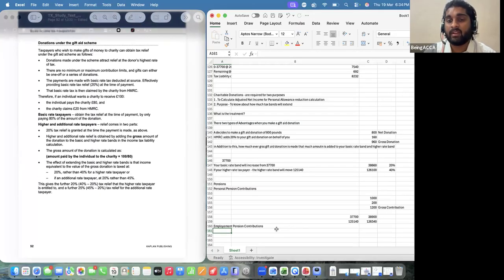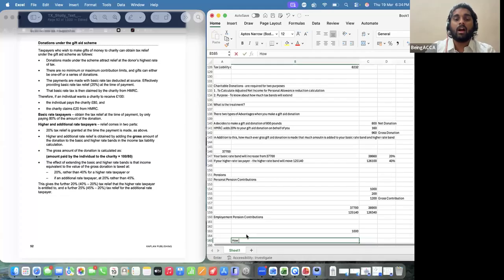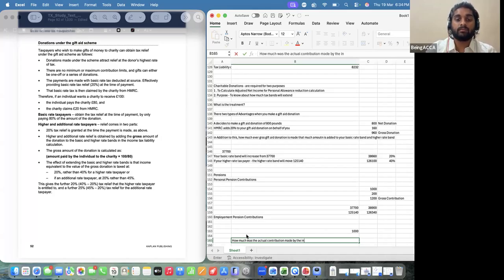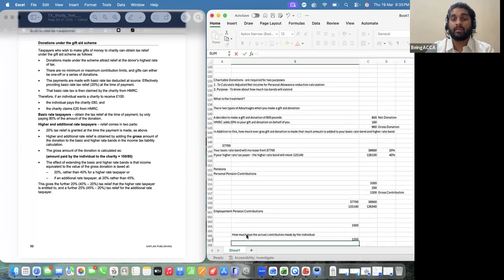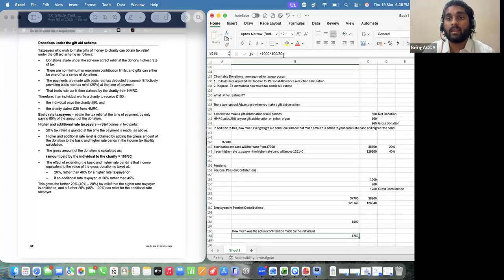Whenever a gross amount is given, let's assume they have given the gross amount to be 1,000, and they want you to calculate how much was the actual contribution made by the individual. How do we calculate that? It is 1000 into 80 by 100, my bad, which gives you 800. This is how you get it. This is how the tax relief works.